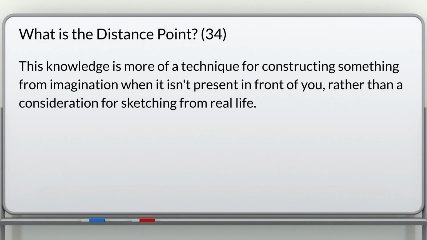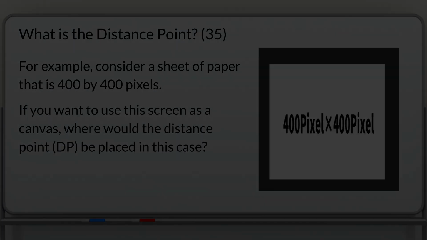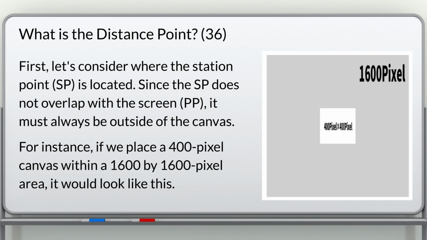This knowledge is more of a technique for constructing something from imagination when it isn't present in front of you, rather than a consideration for sketching from real life. For example, consider a sheet of paper that is 400 by 400 pixels. If you want to use this screen as a canvas, where would the distance point be placed in this case? First, let's consider where the station point is located. Since the SP does not overlap with the screen, it must always be outside of the canvas.